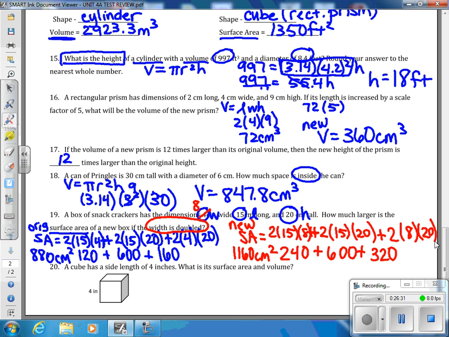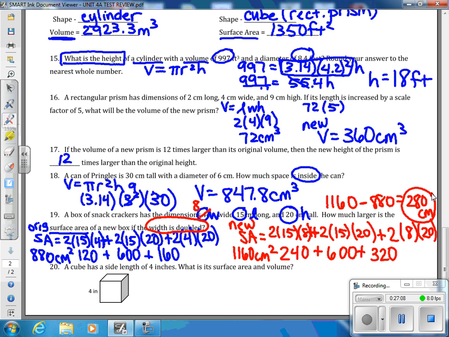So you've done all the hard work, but you still haven't answered the question. The question asks you how much bigger is the new box to the old box. So that's where you have to take the surface areas, 1160 and 880, and anytime you want to figure out how much bigger something is, you have to subtract it. So 1160 minus 880 is going to give you 280 centimeters squared. So the bigger box has 280 centimeters squared more surface area than the little box does. A lot of work, but that's how you have to get to the answer. There's nothing you can shortcut to make that any faster.